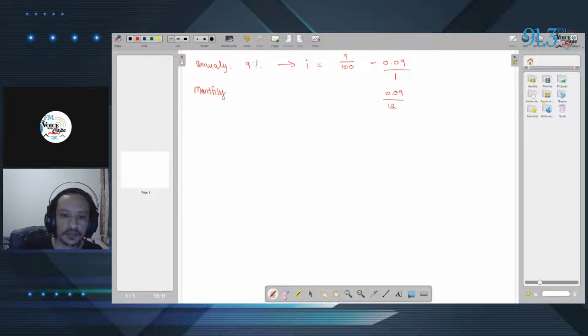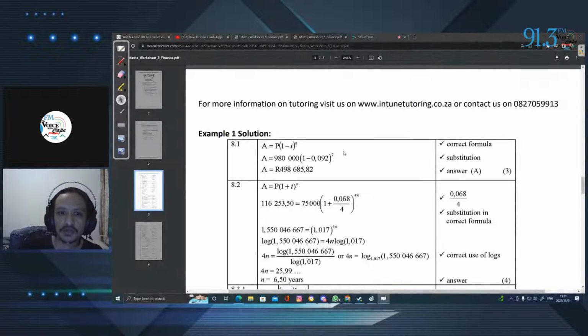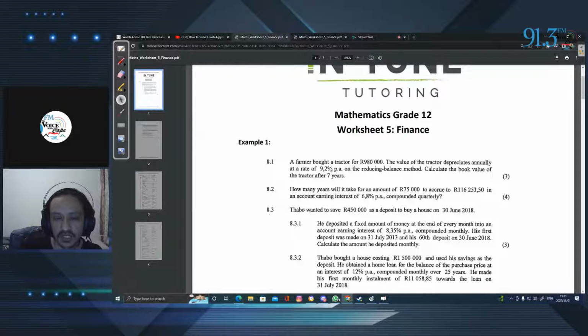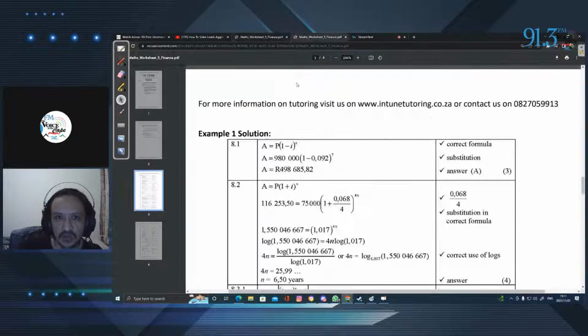So let's go back here. We can see here that they're showing it's 0.092. If we go back, we'll see 9.2% divided by 100 will give us this value of 0.092.